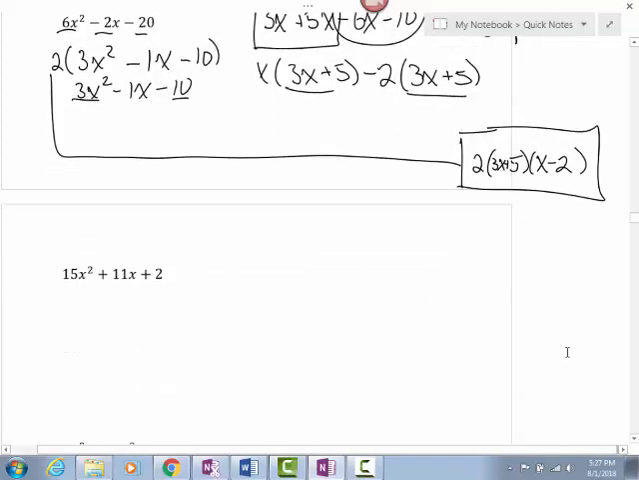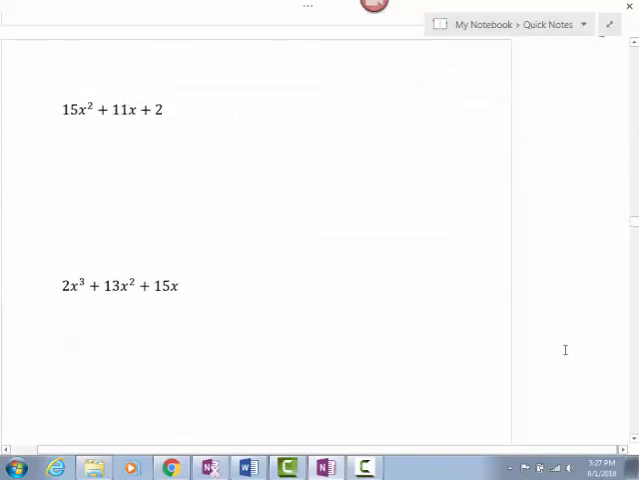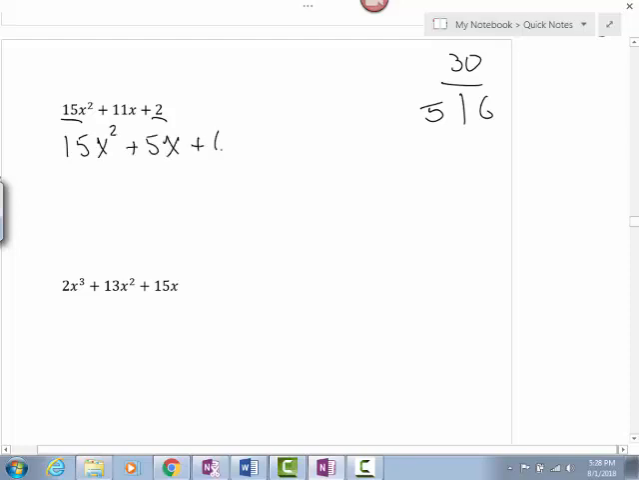All right, so let's go ahead and come down to the next problem here. I'm going to do the same thing. I'm going to underline that piece and underline that piece, and we'll multiply them together. So 15 times 2 is a 30. So I'm going to look for the numbers to multiply to 30 and add up to 11. Let's say 5 and 6. So we're going to have 15x squared plus 5x plus 6x plus 2. Okay.